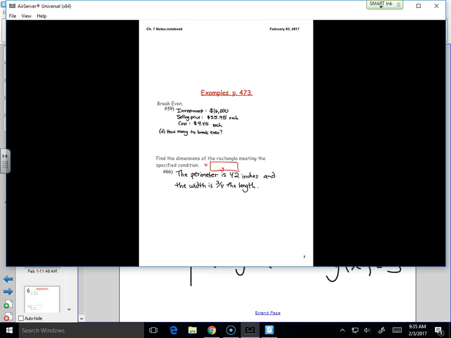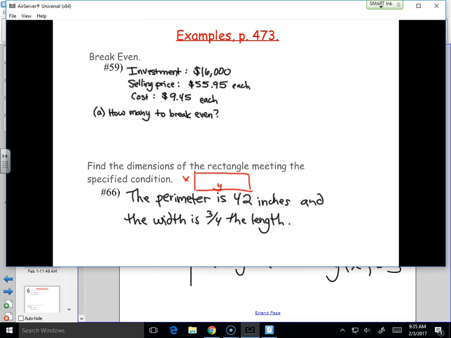Oh, we're so close. What's the last thing that might show up? Oh. Applications. If you invest money and you sell stuff and you have costs, how are you going to break even? You invest money, that's like money out of your pocket, right? So you're down 16,000. You sell a product, you get $55.95, but you have to spend $9.45 for each product. How can we break even?